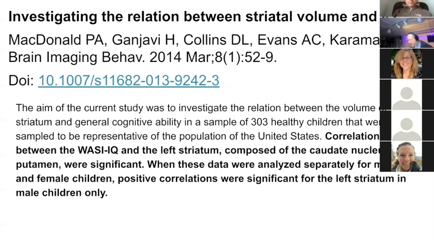The second exemplary publication we're working with investigates the relationship between striatal volume and IQ. Ultimately, they observed correlations between a particular IQ measure, the WASI IQ, and the left striatum. For those of you who don't remember, the striatum is a composite structure composed of the caudate nucleus and the putamen. The correlations between IQ and striatum in the left hemisphere were significant, and when analyzed separately for male and female, the positive correlations were significant for the male only. So again, a nice simple question to ask of our current data and methods: can we replicate that particular finding?